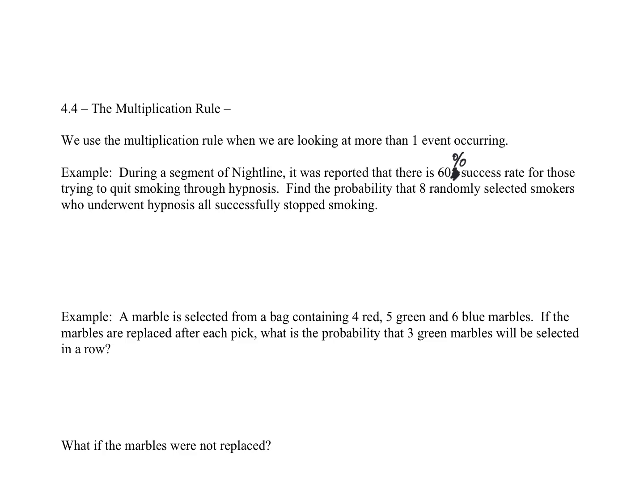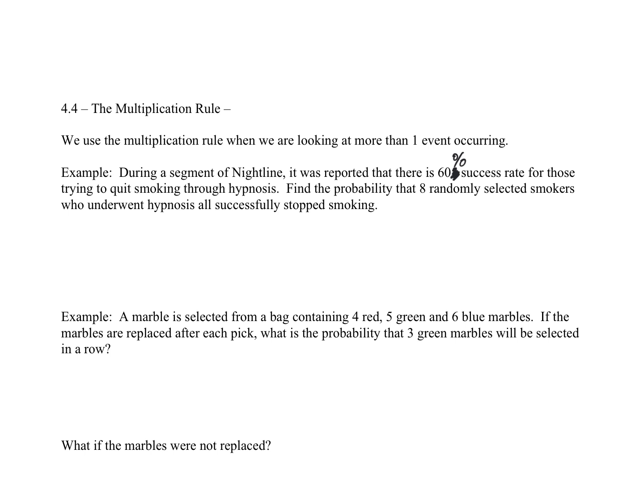So today we're going to talk about the multiplication rule. The multiplication rule applies when we have more than one event occurring, okay? During a segment of Nightline, it was reported there's a 60% success rate of getting people to quit smoking if they undergo hypnosis. So 6 out of 10 people, on average, if they go through hypnosis, will successfully quit smoking, okay?